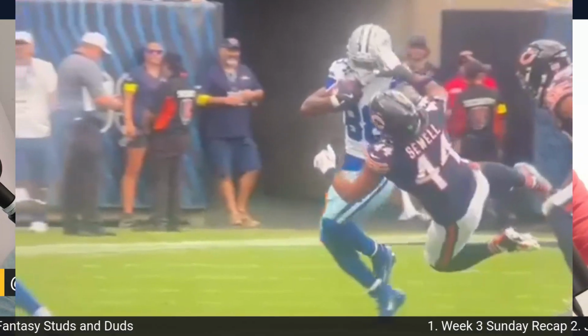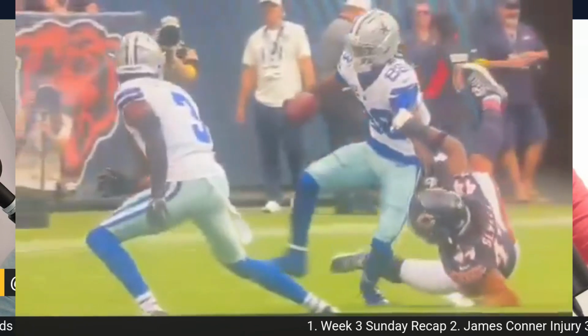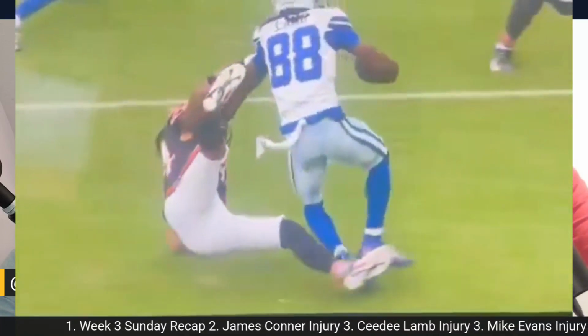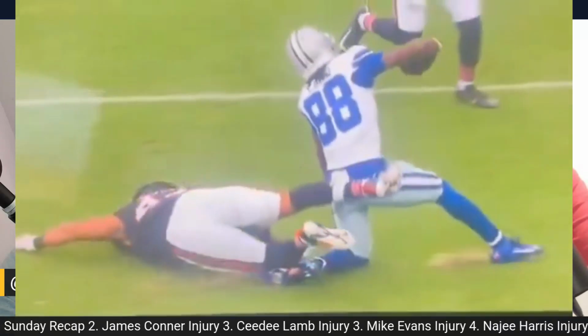CeeDee Lamb injured his ankle, and I'll show the play right now just so you guys get a better idea of what it looks like. But here is the play right here. And you could see his left ankle get trapped under there. And so likely, as you can see, it gets turned in that direction. It gets into more of the eversion sprain. That is more of a high ankle sprain mechanism. So whenever the foot turns in like that and there's pressure, that's what we call eversion, going into pronation. That usually causes more of a high ankle sprain.